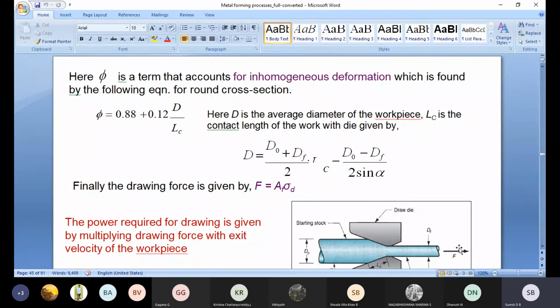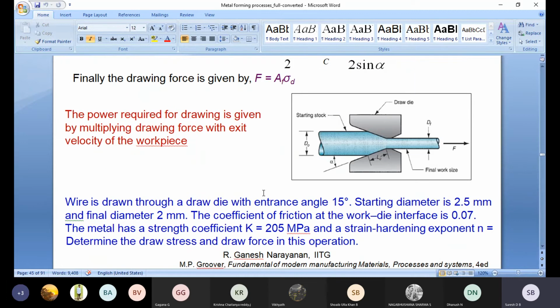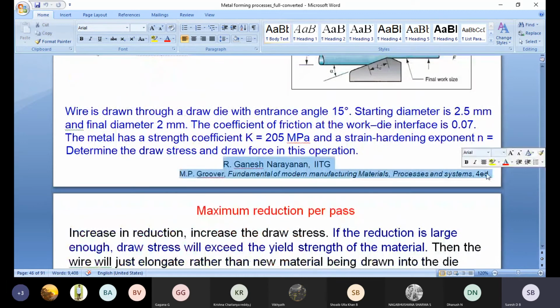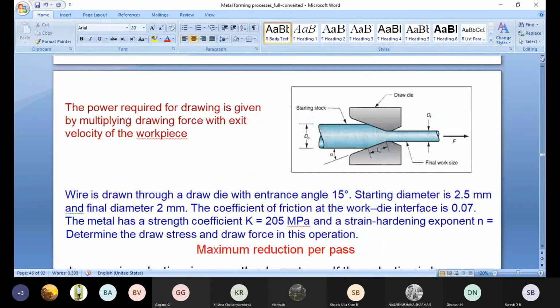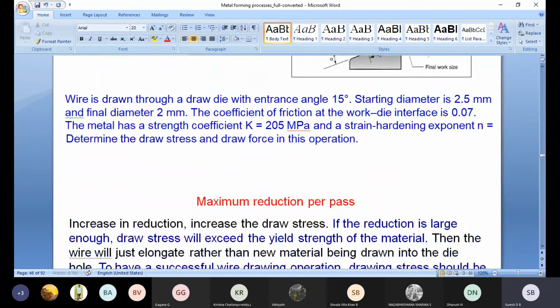The power required for drawing is given by multiplying the drawing force with the exit velocity of the workpiece. How to find power in the drawing process? You multiply force with velocity, the velocity of the drawn product into force. Finally, you get power. These are some of the forces and stresses that are produced.